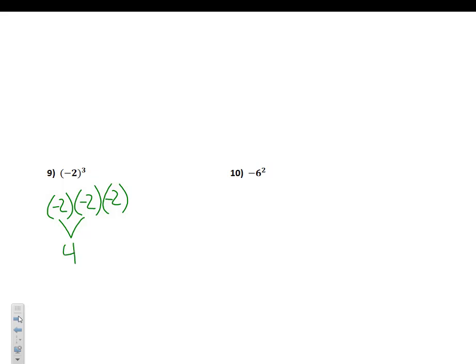2 times 2 is 4. And that's going to be multiplied by the -2. I am multiplying a negative and a positive. My answer is negative. 4 times 2 is 8. I get -8. Pretty straightforward.